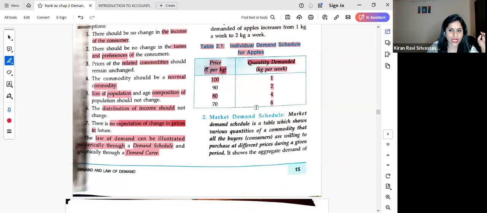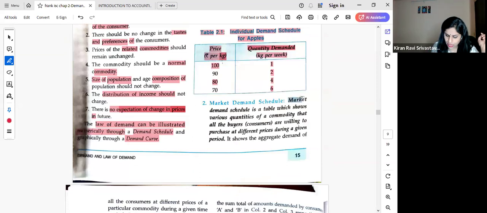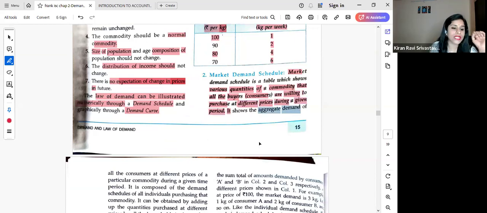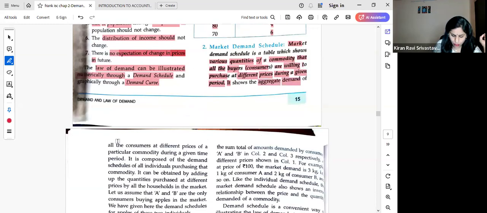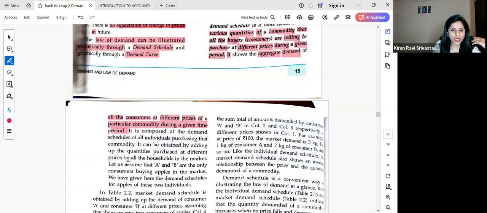So you can just look at this market demand schedule. What is market demand schedule? Market demand schedule is a table which shows various quantities of a commodity that all the buyers, here it's not individual buyers, here all the buyers or consumers are willing to purchase at different prices during a given period of time. And it shows the aggregate demand. What is aggregate demand? Aggregate demand means total demand. Aggregate demand of all the consumers at different prices of a particular commodity at a given period of time. It is composed of demand schedules of all individuals purchasing.